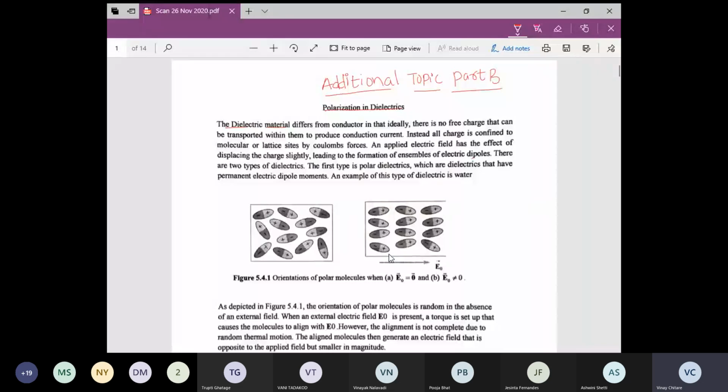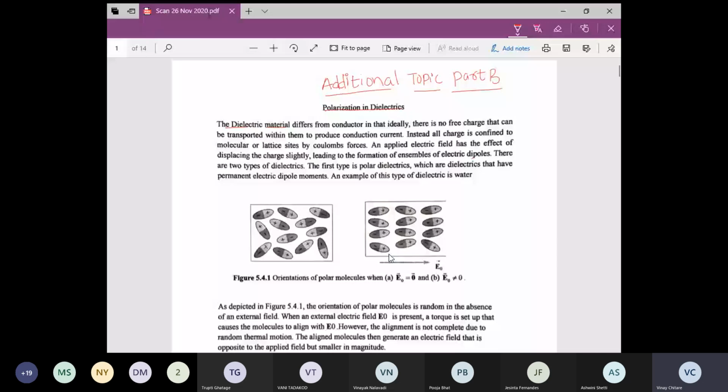Okay, so welcome everyone to the lecture series on electromagnetic waves. Today we'll start with an additional topic, part B. Today we'll try to cover polarization in a dielectric medium or material.